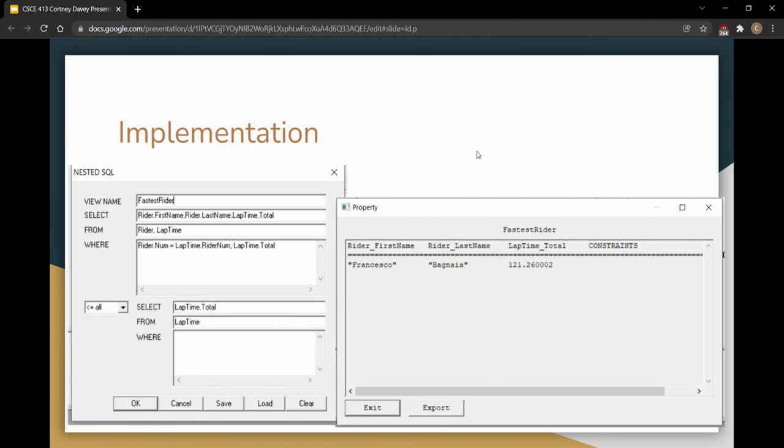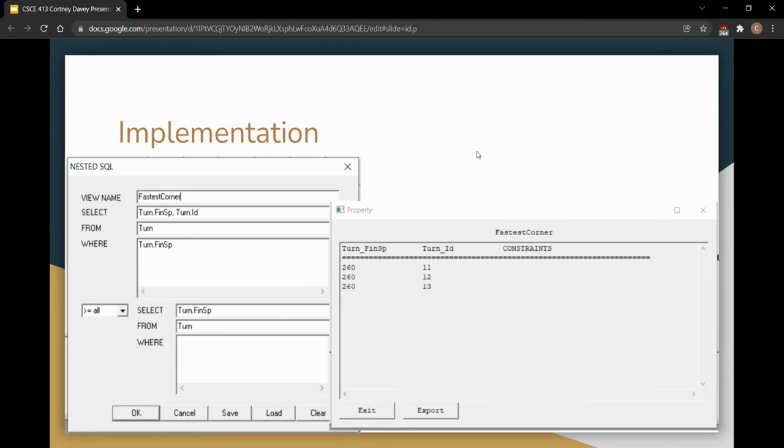We have some of our SQL queries. This first one is a query for the fastest rider for the race. We just have a nested query that is able to take the fastest lap time. In this case, that is Francisco Laganaya with a total lap time of 121.260002. Then here's our next one for the fastest corner that you can theoretically take. It's another nested query, this time just from turn. There are actually three that come up with 260, and those are the turns 11, 12, and 13.